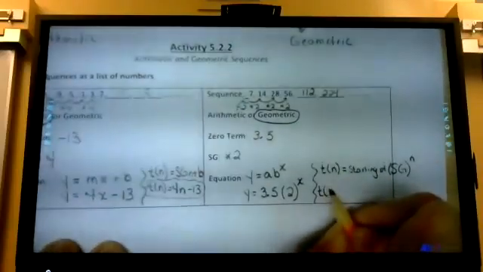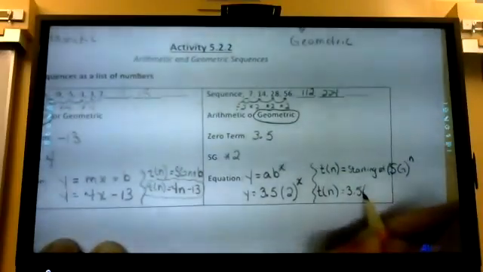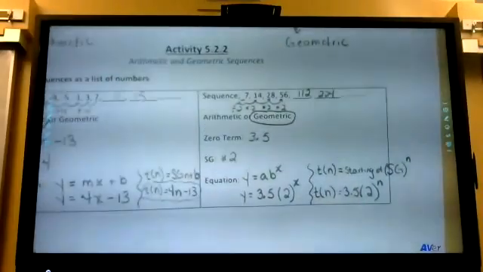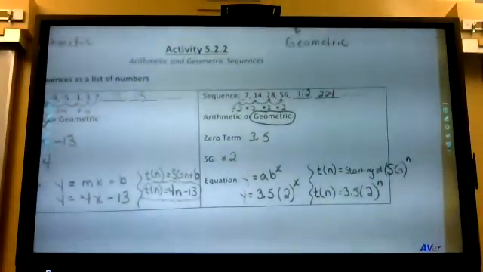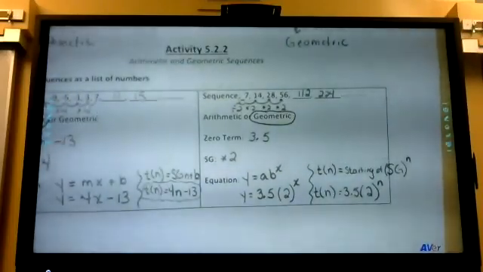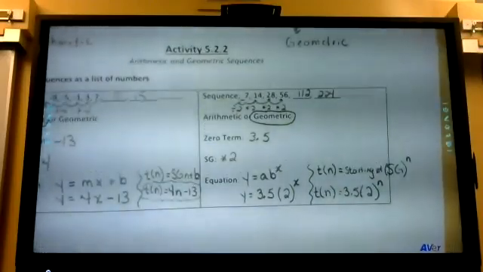So t of n is the starting point, which is 3.5. Our sequence generator is 2, and instead of x, we use the variable n. That just represents that we have a discrete sequence for our functions. You guys are going to get used to this. Don't worry, remember, the first day is always the hardest day. You'll get used to it.